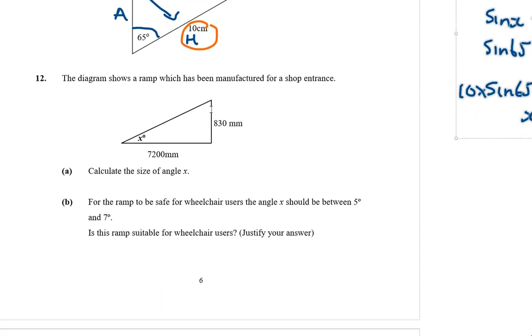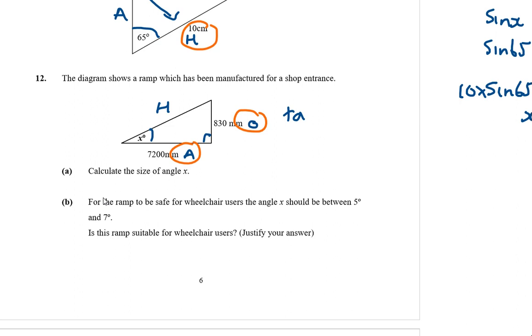Okay, the diagram shows a ramp. I love a ramp in these questions. Calculate the size of angle X, and then decide if it's safe. Okay, well first of all is angle X. This is my angle, so this is opposite. This is adjacent. This is my right angle, so that is the hypotenuse. So I know opposite and I know adjacent.